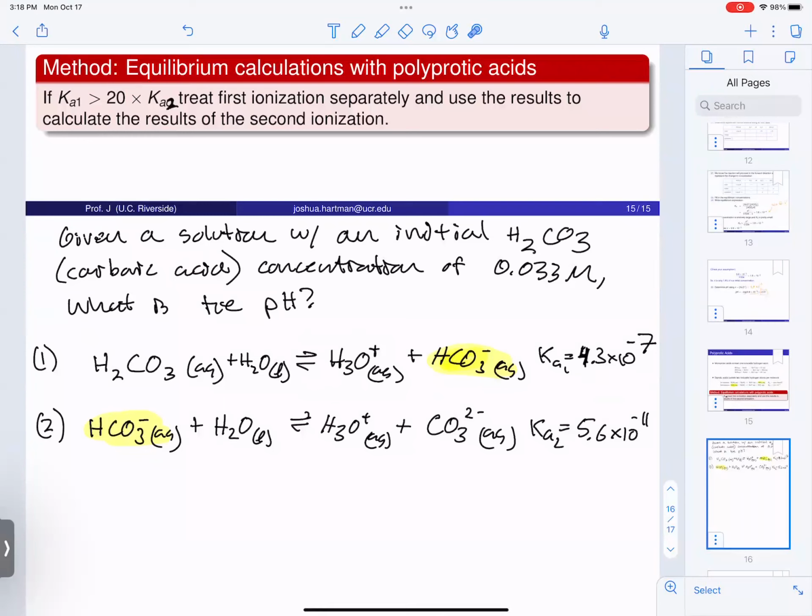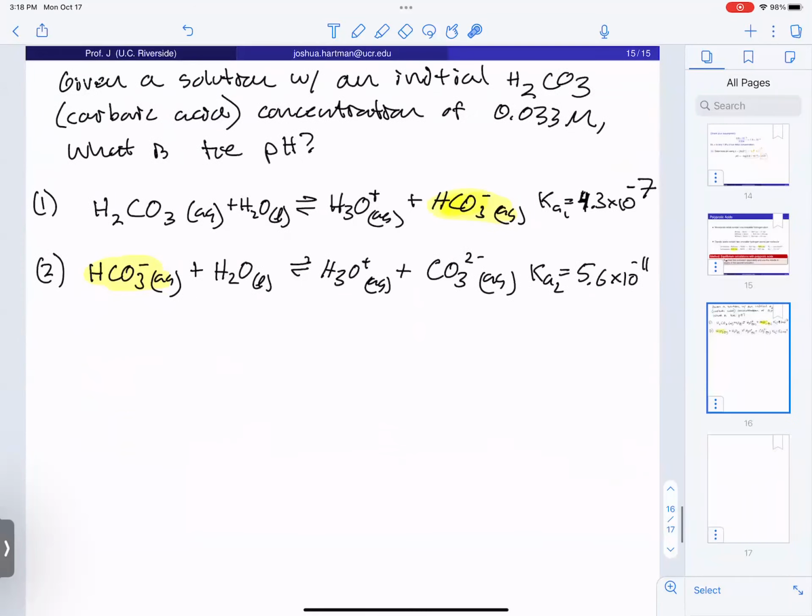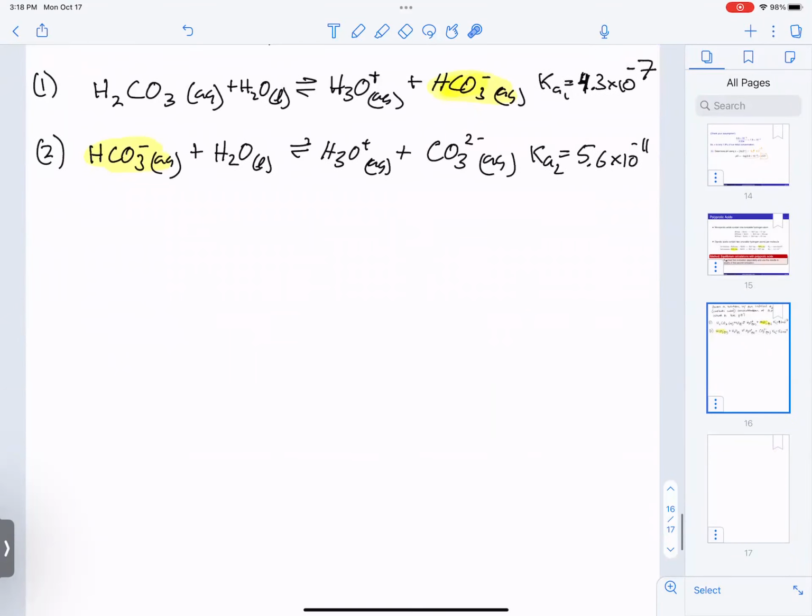minus 10, which means we're going to follow our method of essentially carrying out the equilibrium calculation for just the first step. And then we're going to use the products of that first step to determine the concentrations that we'll find at equilibrium. All right, so to see that in action, let's go ahead and start off by writing our ICE table.